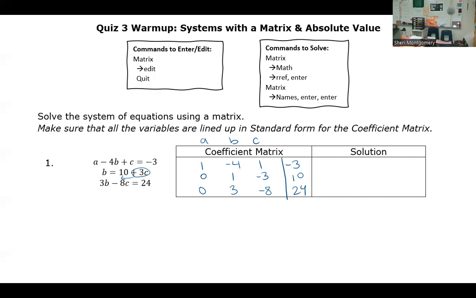It looks like yours have 1, -4, 1. So when you're checking with your friends, are you getting the same thing? Somebody be brave. What did you get? Negative 39 for A, negative 8 for B, and then negative 6 for C. That is correct.